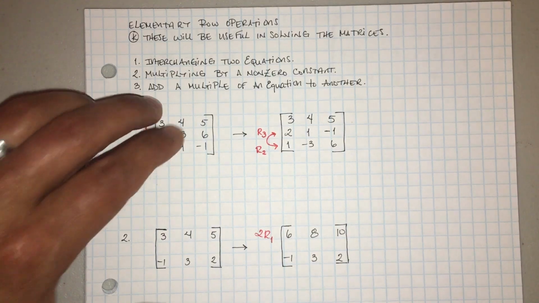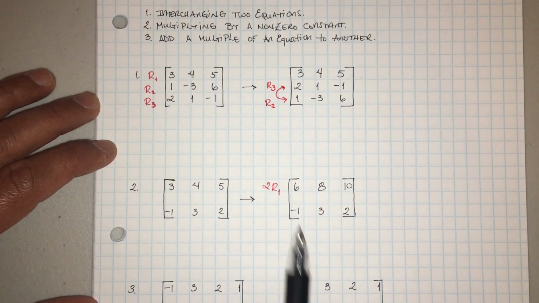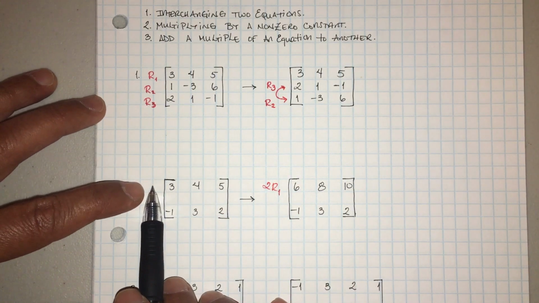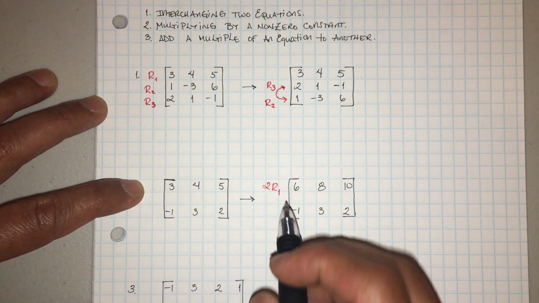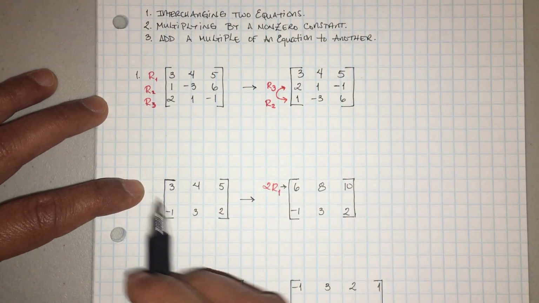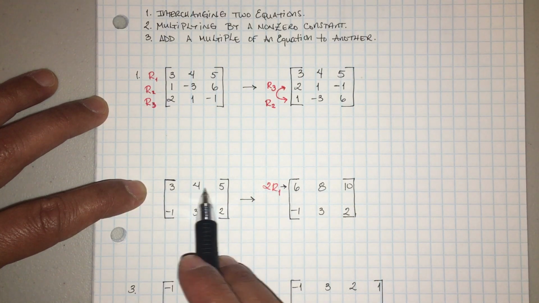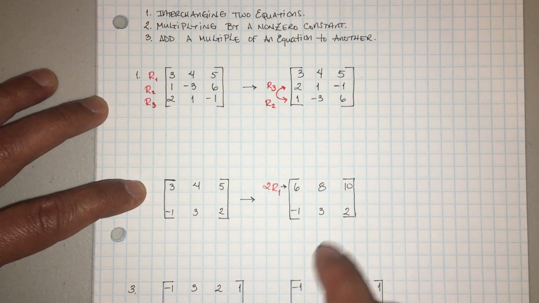Another thing you can do is multiply a row by a constant, a multiplier. Here, this is the original matrix. What I did is I multiplied the first row, R1, times 2. So I got this one: 2 times 3 is 6, 2 times 4 is 8, 2 times 5 is 10. And that's how I got this new matrix.